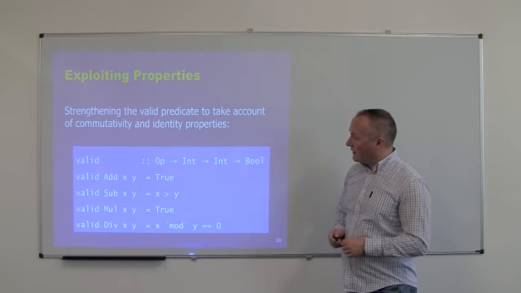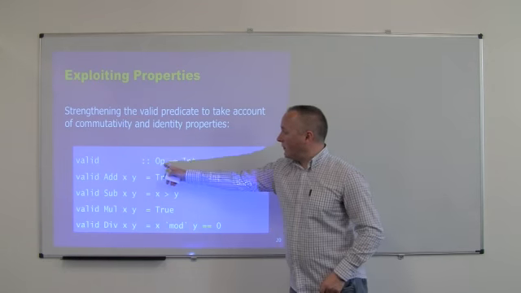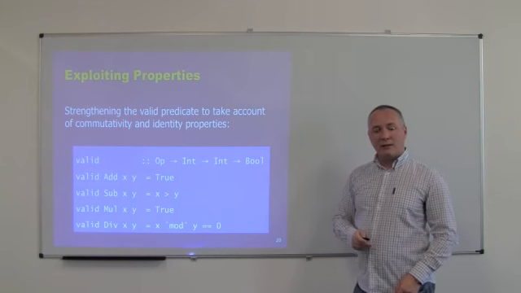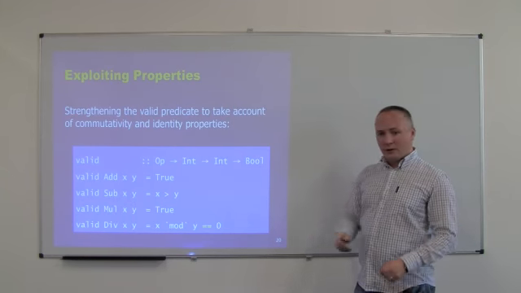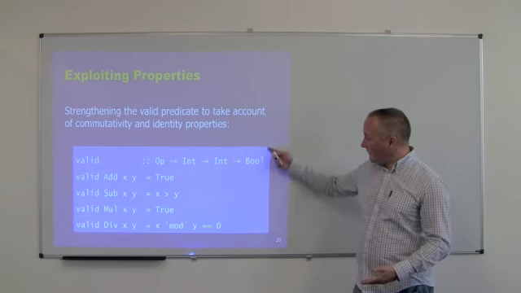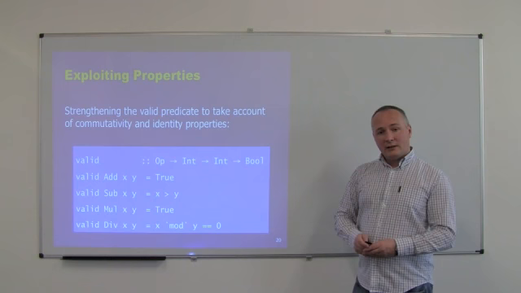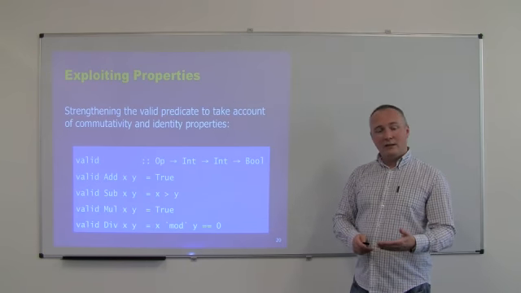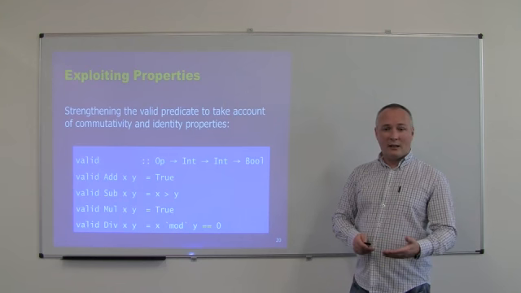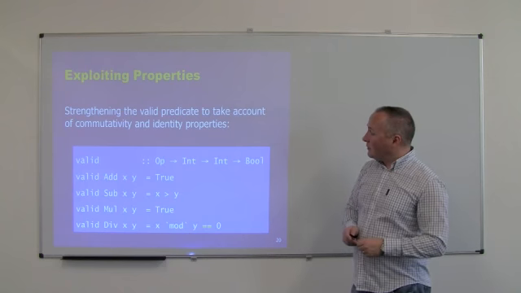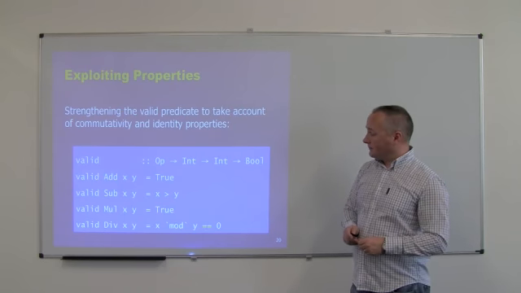So remember what the validity checker did is it took one of the 4 arithmetic operators, it took 2 positive natural numbers, and it returned true or false to say whether the result would be a positive natural number as well. Here's the definition which we started with. Let's modify it now to take account of these simple commutativity properties, to say that addition and multiplication are commutative. It doesn't matter in which order you do them, and simple identity properties as well. So here's the first modification.